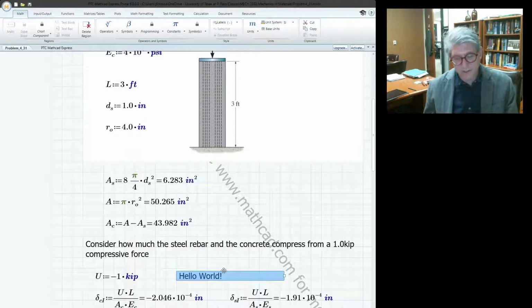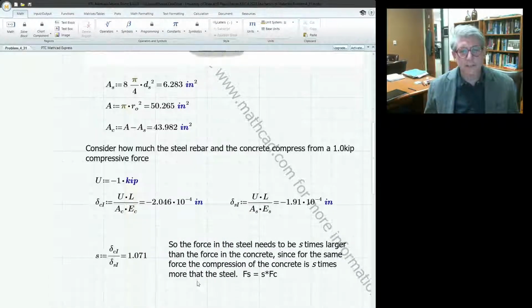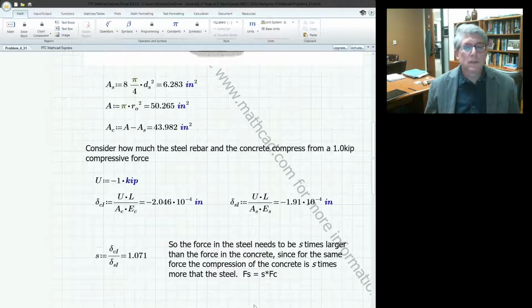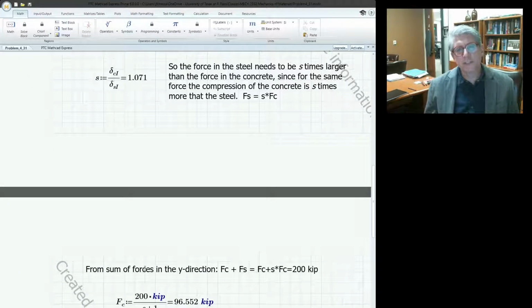You can change the font and all that stuff. So that's what I did here, right? So okay, now we know Fs equals S times Fc. And S is this 0.071. All right, so let's do this now.